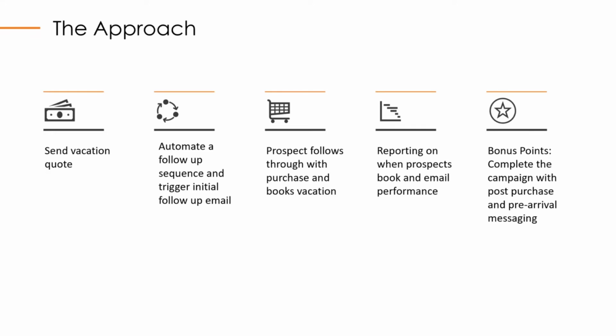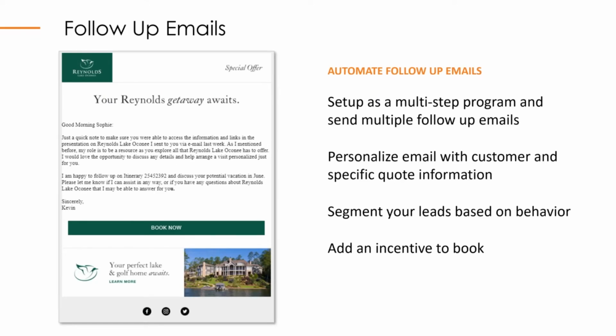As mentioned before, you would start with a follow-up email and set up the automation as a multi-step program and send multiple follow-up emails to those who have not yet purchased. Really, the most important piece of the follow-up email is to personalize it. You should add both customer and quote information, give the user the ability to either link back to their quote or modify their quote. Here you can also add information on dates or dynamically update images based on the season they're looking at visiting. You could also pull in sales rep information just to make the email feel more personal, like they're getting that personal one-on-one touch point from that sales rep.